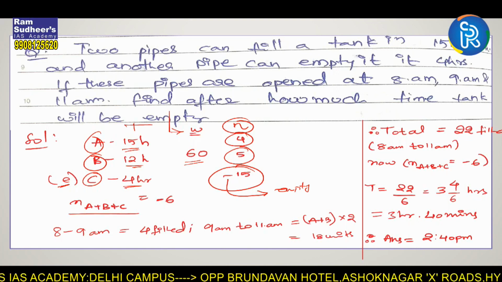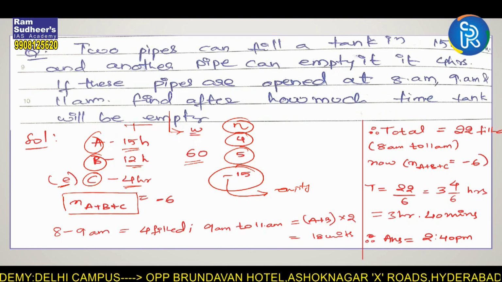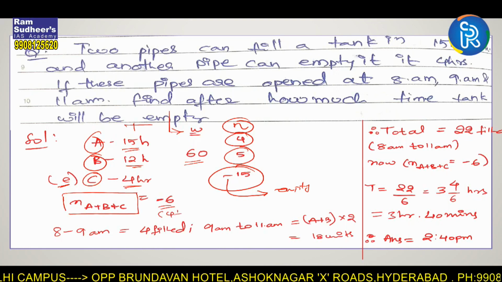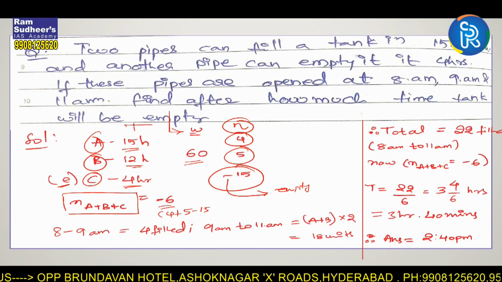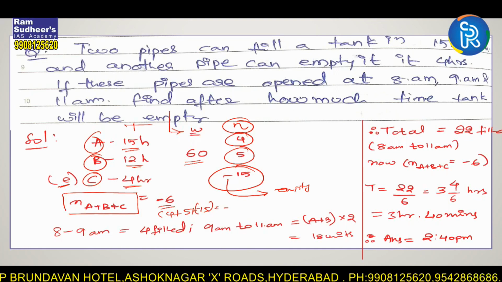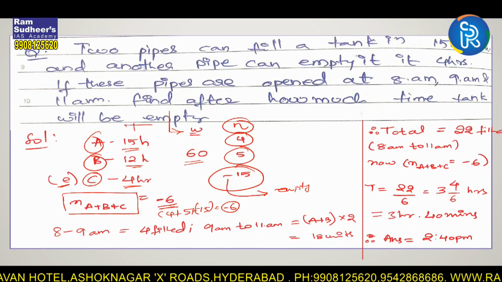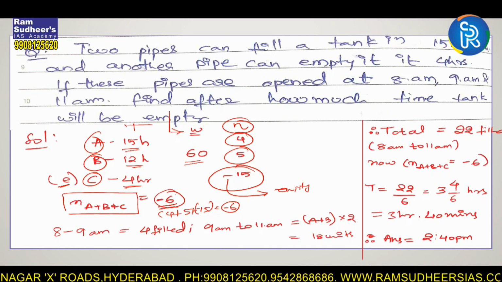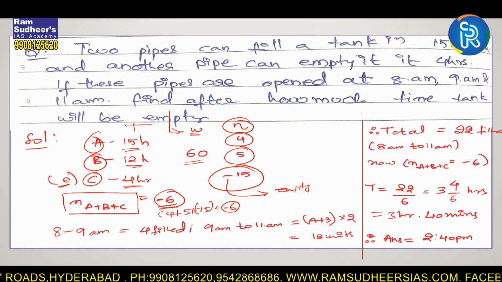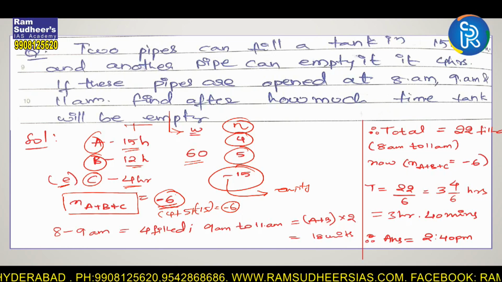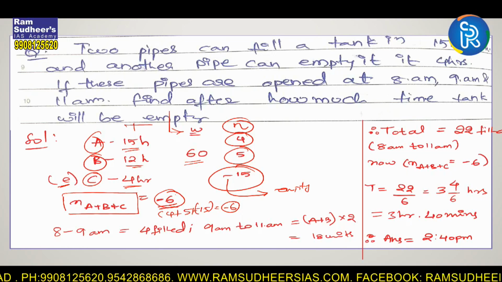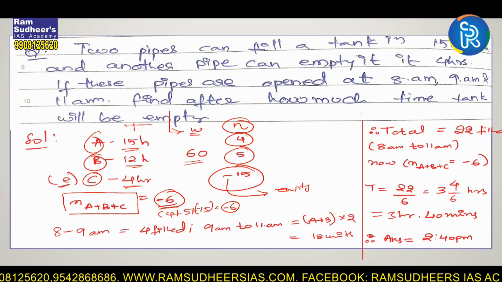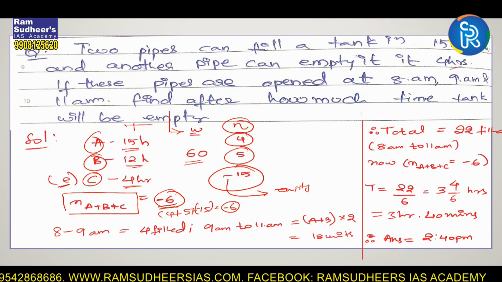And the total efficiency of A plus B plus C is 4 plus 5 minus 15, which equals minus 6. This means that there would be negative work, that is, emptying of the tank is being done. Now, the pipes are opened at 8 a.m., 9 a.m. and 11 a.m. Sorry friends, not simultaneously, at 8 a.m., 9 a.m. and 11 a.m.